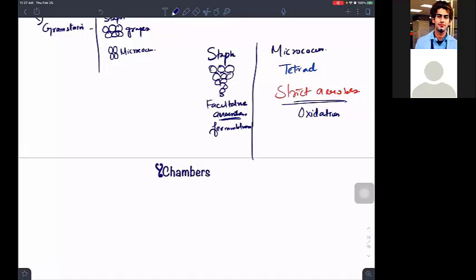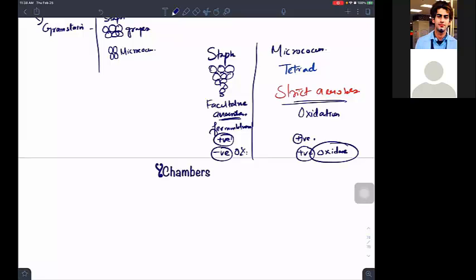Micrococcus is catalase positive, very nice answer. Staphylococcus is catalase positive, very nice. Oxidase positive is who should have it, if it has to utilize oxygen. Micrococcus is oxidase positive, it has oxidase. Who is oxidase negative? Staph aureus is oxidase negative. Okay, easy.